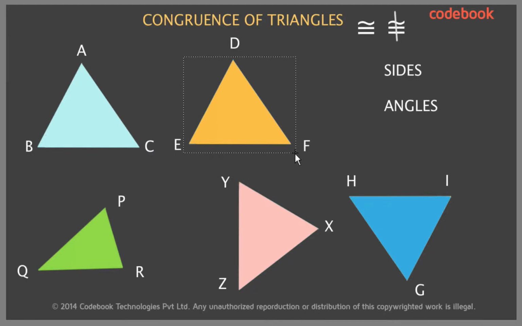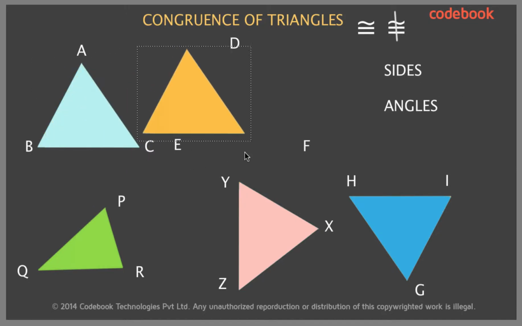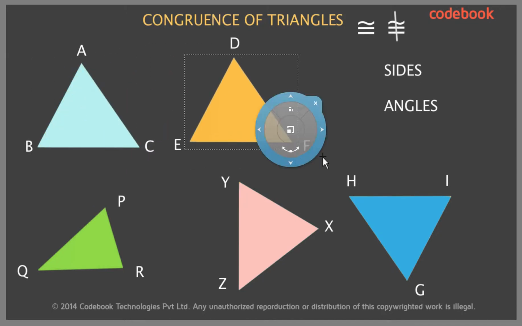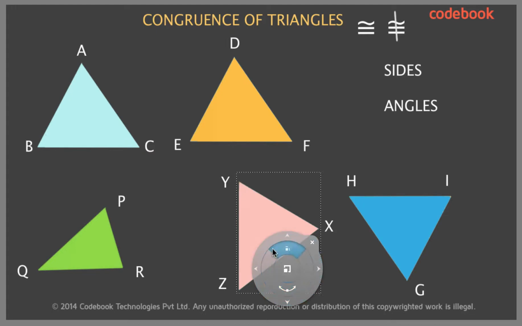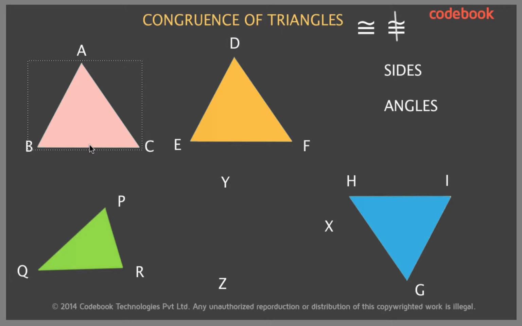So first let's select the second triangle and try to move it and see if it overlaps the first triangle, and as you see it overlaps it exactly. So these two triangles are congruent. But in this case, if you observe, this triangle and the first triangle seem to be in different orientations. Let's try to rotate this triangle and move it, and now as you observe, these two triangles overlap each other exactly. So these two triangles are congruent.